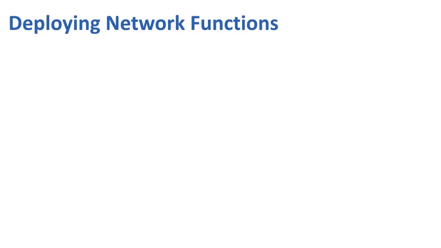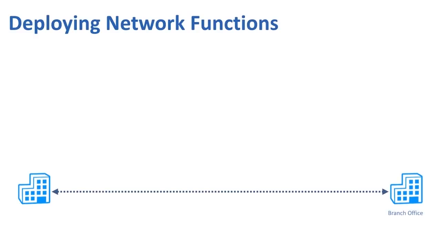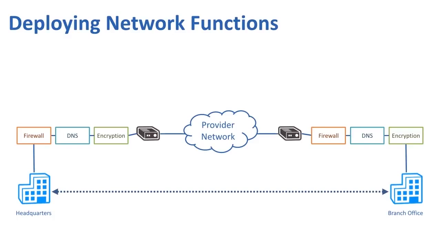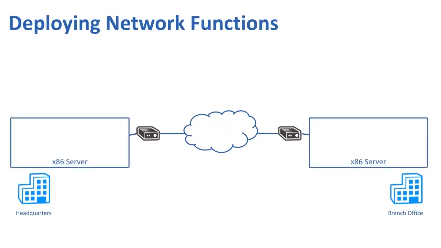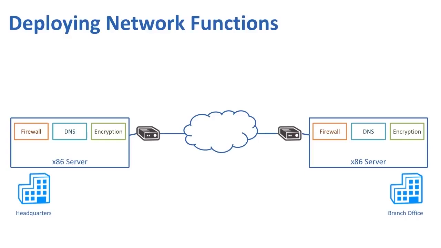Let's take a closer look at how NFV helps service providers deploy network functions. A customer has a network service between their headquarters and a branch office that includes a firewall, DNS, and encryption. Prior to NFV, a separate appliance for each service would have been installed at the customer location. With NFV, the service provider can install a generic server at the customer premises, then use a standard IT virtualization platform like OpenStack or VMware to spin up virtual machines for each network function. Physical CPE is replaced with virtual CPE.